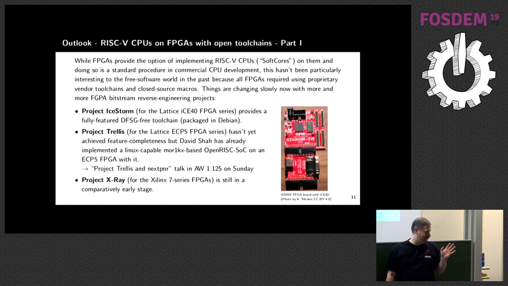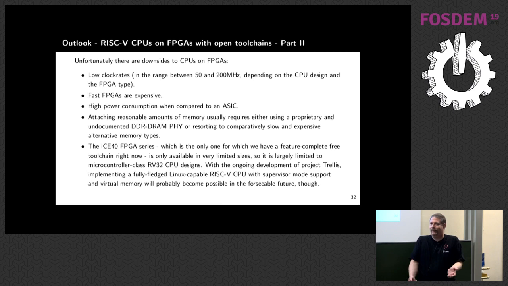Well, FPGAs are nice. I can actually update my CPU in place. If I have a better version of my CPU, I compile it, place it in the FPGA, and I have a new CPU. FPGAs have disadvantages. The clock rates I can achieve are rather low. If you get 200 megahertz, that's already rather fast. More realistic on cheap FPGAs is something about 50 megahertz, which by today's standards is just slow.